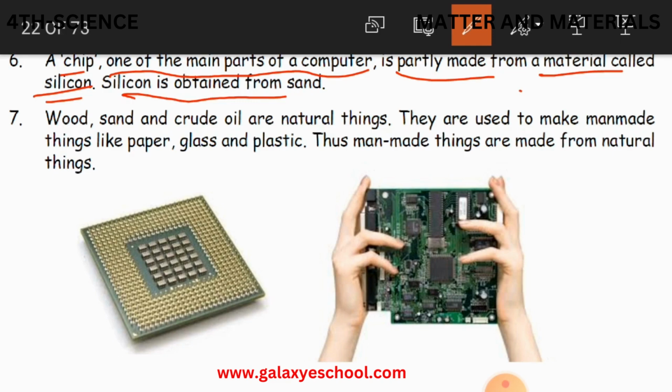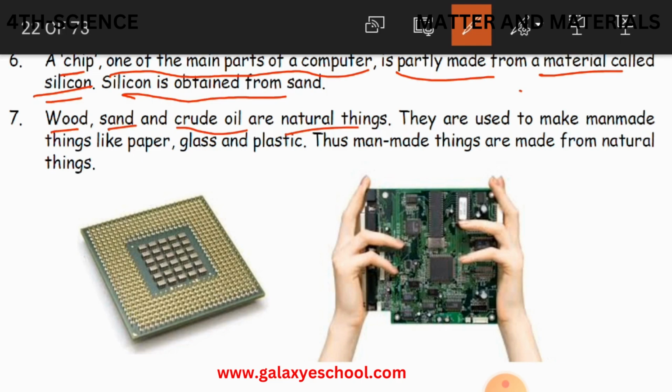And with the help of this silicon, we are making one more material which is useful to operate a computer, that is the chip. Okay children, so this is one more material which is made by man. And the other ones, wood, sand and crude oil, are natural things.